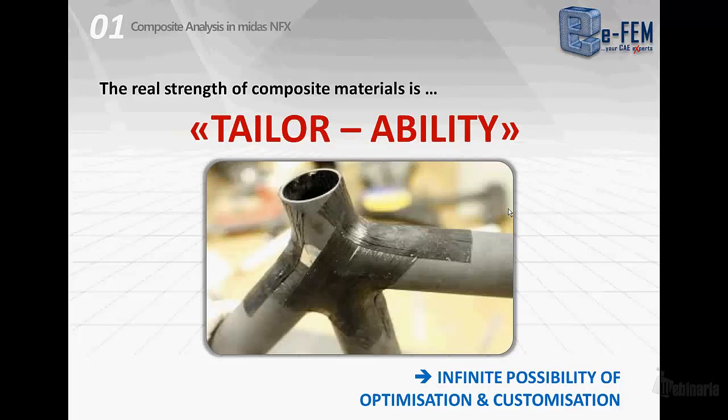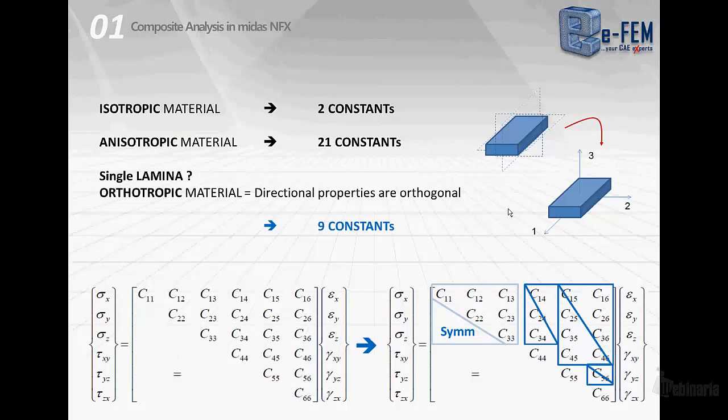How to do that? We need to know some theory, and we need to have some background about classical lamination theory, so the formulas that are used to design with composite materials. We need to start from the concept that isotropic material have two constants for knowing the behavior of the material. So we need Young modulus and Poisson ratio to know how the material behaves when we apply a stress. So we can correlate with these two constants the stress and strain field of the material.